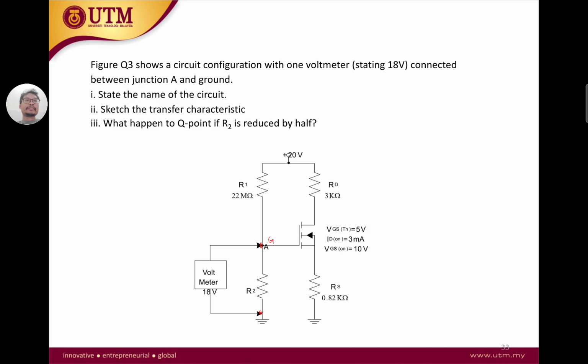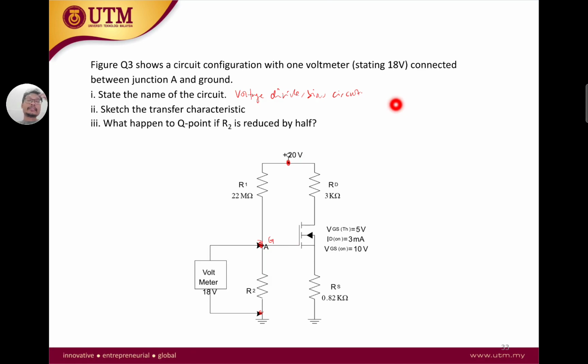State the name of the circuit. So this is simply a voltage divider bias circuit. And how do we know? Based on the connection, the R1 connection between the voltage source VDD and the gate terminal of the MOSFET. Sketch the transfer characteristics.